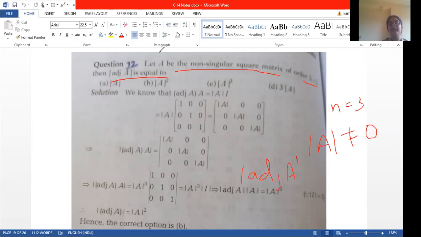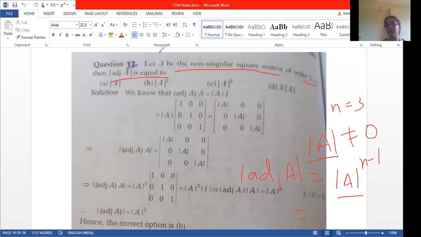If you remember, when I was telling you the properties, we had determinant of adjoint of A is equal to determinant of A to the power of n minus 1. Now the answer is not in this form, because we are not having any matrix A. If they had given some matrix A, then we could calculate the value of the determinant.